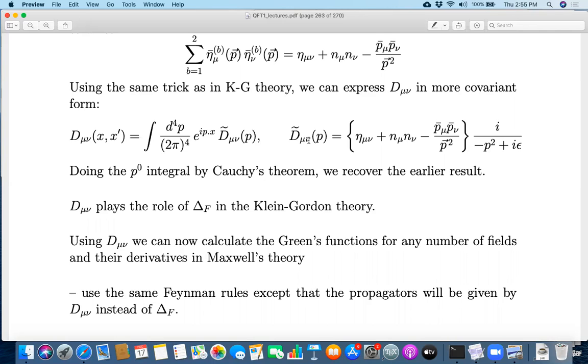Wherever you are using Feynman propagators for the Klein-Gordon field, Δ_F, we have to replace it by the corresponding propagator D_{μν}. And we will see examples of this in the next lecture. Are there questions?